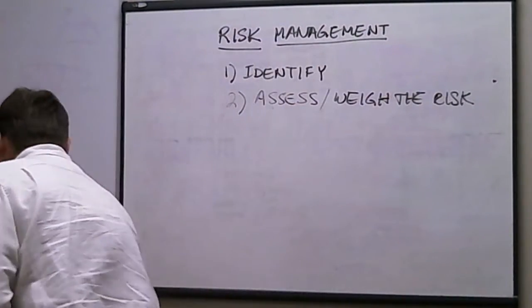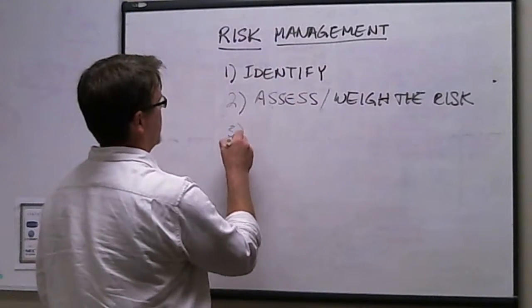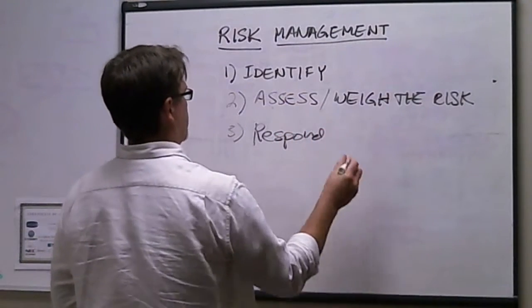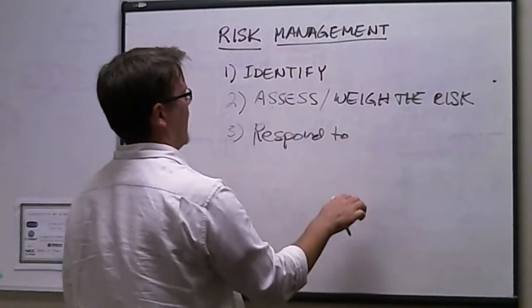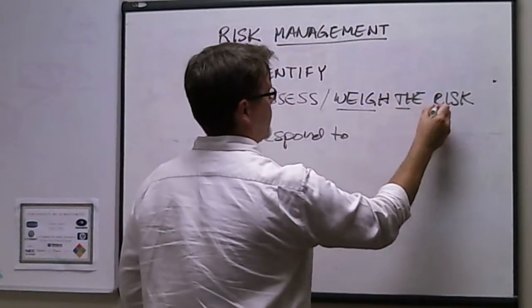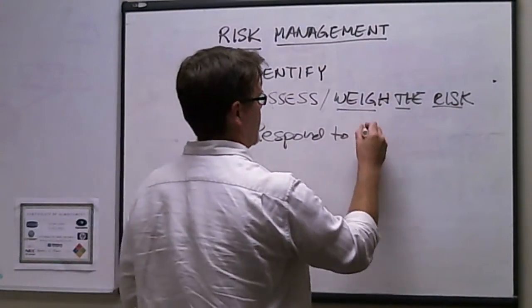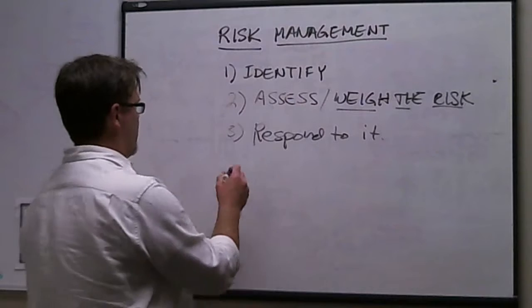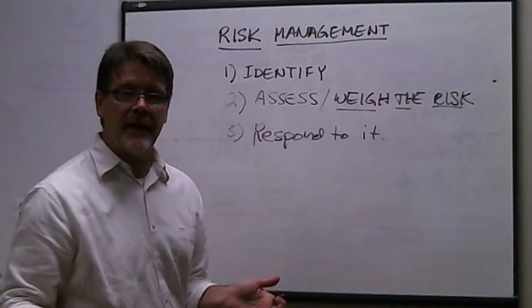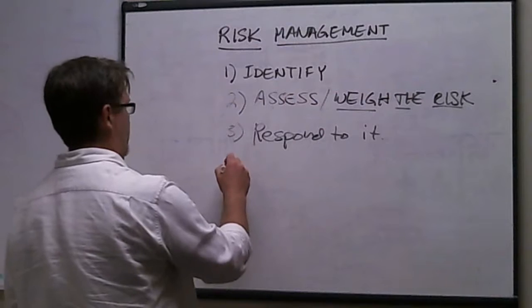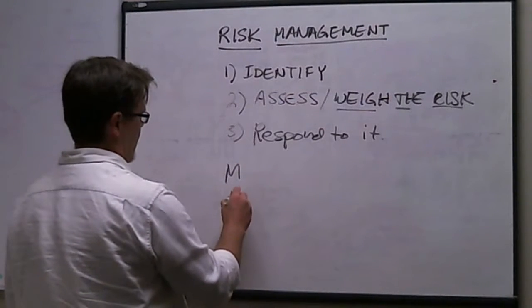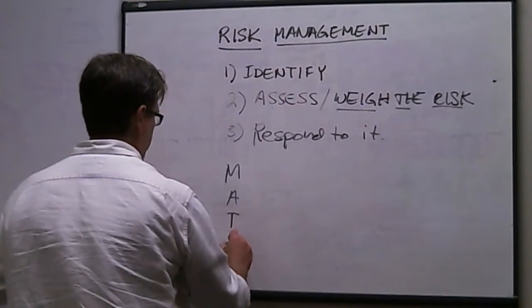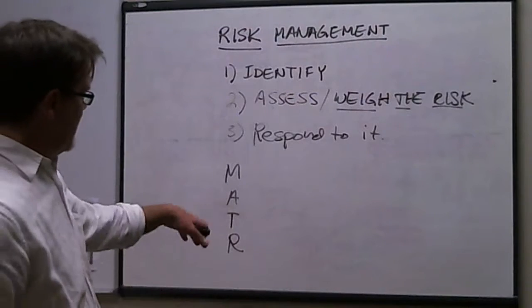In fact, I'll list it right now. The third thing we want to do is we want to be able to respond to risk. Now that we've identified and assessed and weighed the risk, we want to be able to respond to it, right? So how can we respond to this risk? Well, I told you that it matters. And I'm going to have a funny English way of writing matter, right? I'm going to write it this way: M-A-T-R, okay? It matters, M-A-T-R, matter.